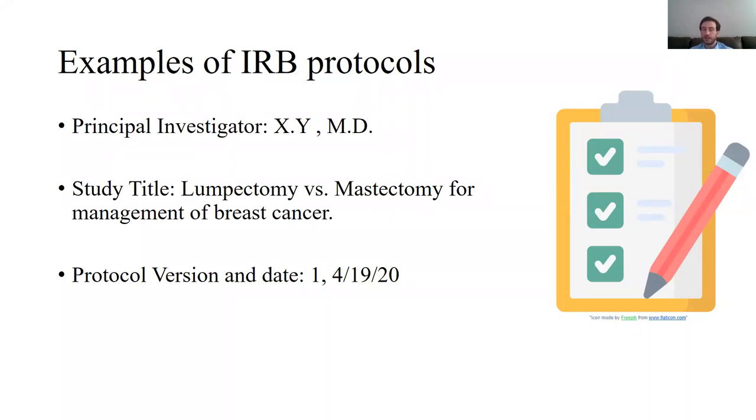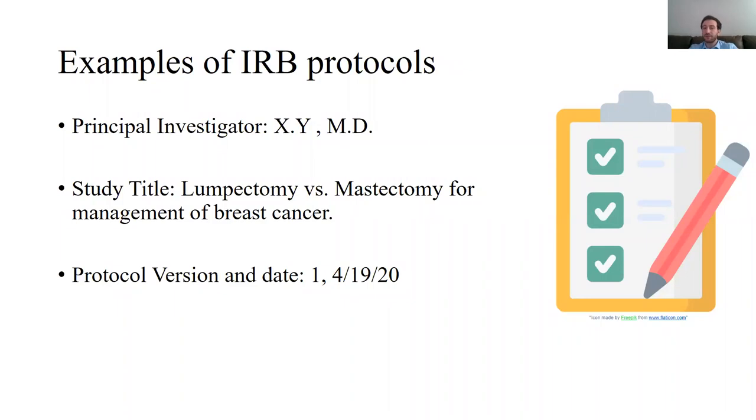Study title. Here I'm giving an example of patients who have lumpectomy versus mastectomy for breast cancer. So breast cancer, when it's surgically managed, they either take part of the breast or they remove the whole breast. And there's debate about whether taking the whole breast is safer than part of the breast. Several studies. So we'll go through an IRB protocol about that.